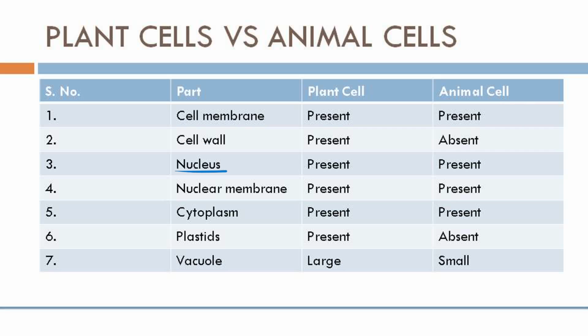Nucleus, nuclear membrane and cytoplasm, all three of them are present in both plant cells and animal cells, whereas plastids are present only in plant cells but are absent in animal cells. Vacuole, on the other hand, is present in both plant cells and animal cells, but a difference lies in that in a plant cell, the vacuole is large, whereas in an animal cell, it is small in size.